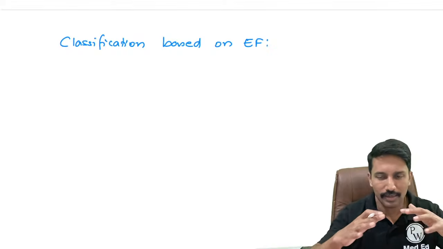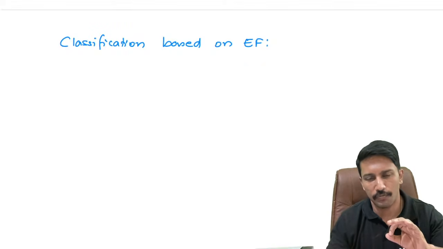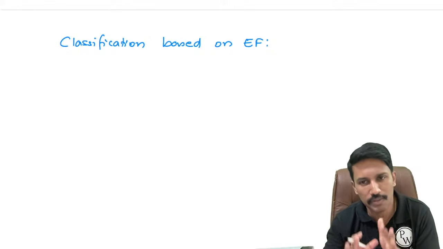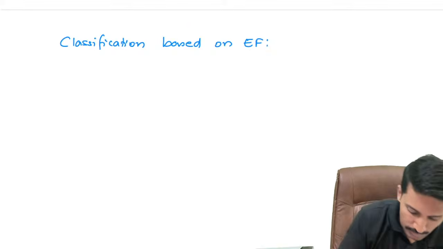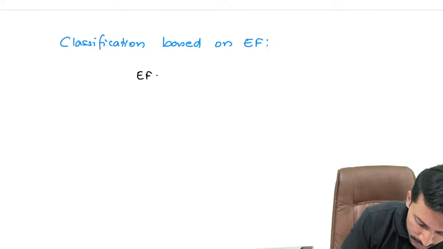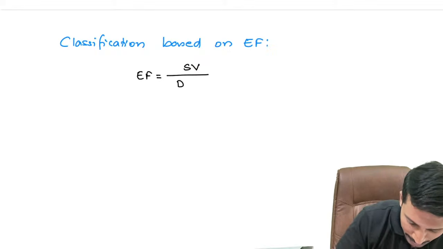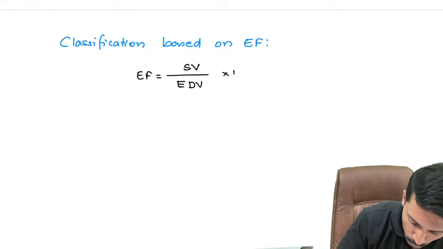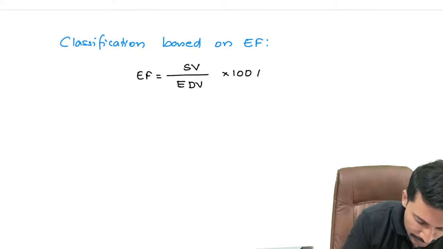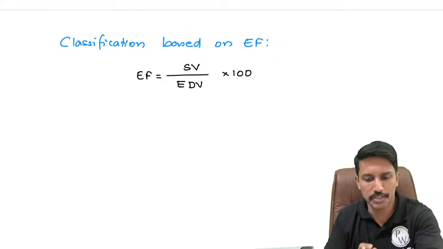Before we even classify the causes for heart failure, we have to mention first what is ejection fraction, right? So we have to mention the formula for ejection fraction. What is ejection fraction? Stroke volume divided by end diastolic volume into 100 to express it in percentage. It refers to ejection fraction.